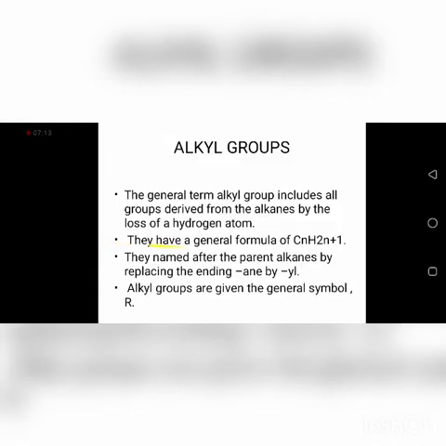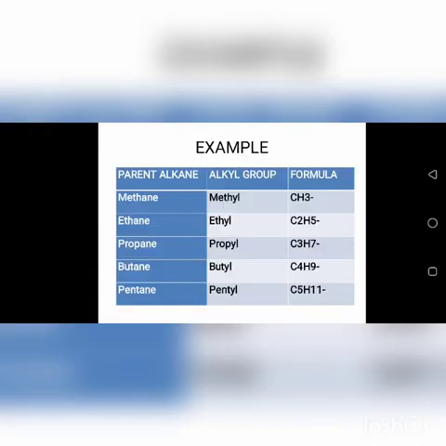Let's see an example of alkyl groups. We have methane from alkane. Alkane methane is CH4, so when we remove one hydrogen, we get CH3. Ethane, where carbon is 2, gives ethyl, C2H5. Propane gives propyl, and so on. These are examples of alkyl groups that were derived from alkanes by the loss of a hydrogen atom.